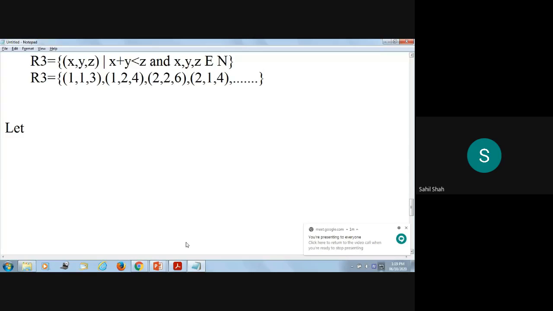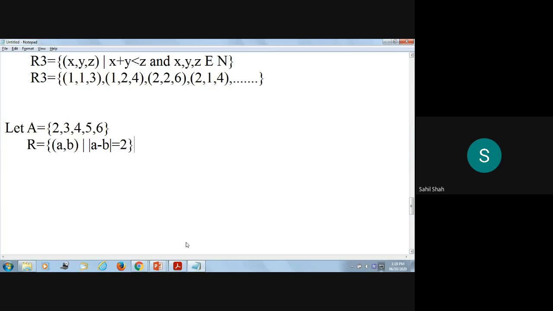Okay, let R be a binary relation. Let me take the set A as 2, 3, 4, 5, 6. And we are defining R on set A such that (a, b) belongs to R where the absolute value of a minus b has to be 2. Quickly tell me what are the elements of R, what is the domain of R, and what is the range of R. That you have to tell me quickly.